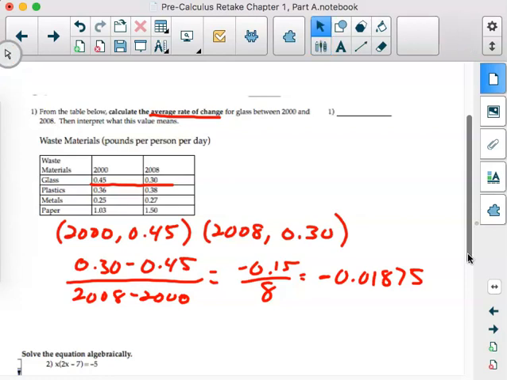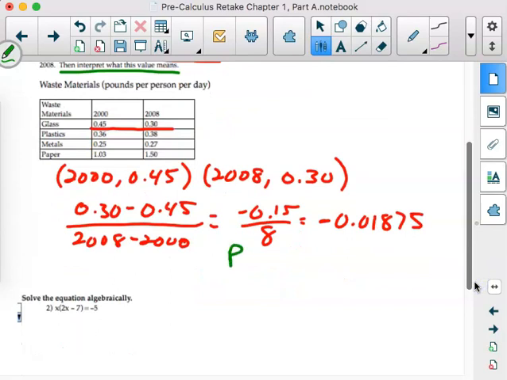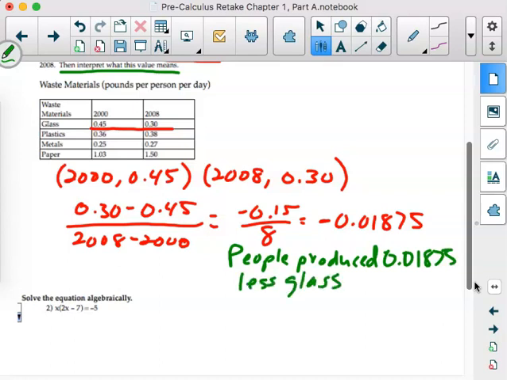But there's a second piece to this. And that second piece is interpret what this value means. And you could have been really general and just said something like people produced 0.01875 less glass waste each year from 2000 to 2008.